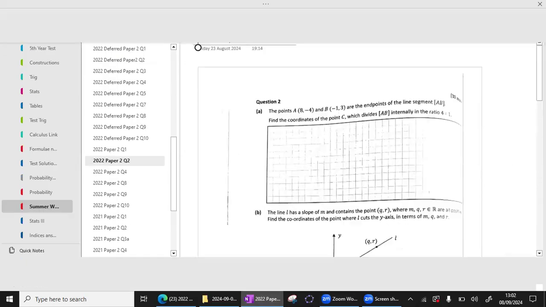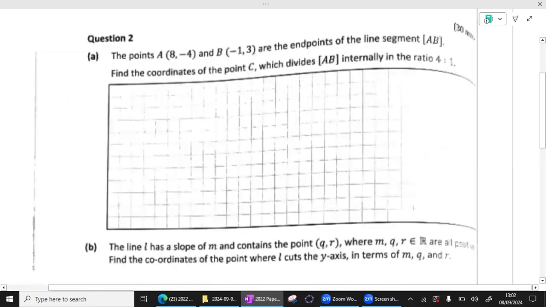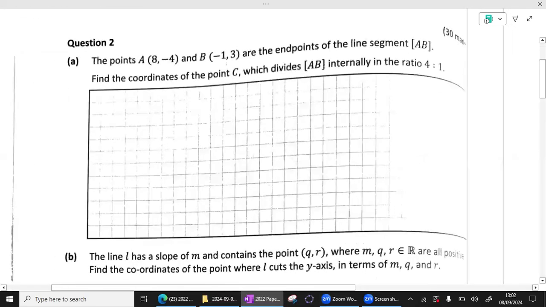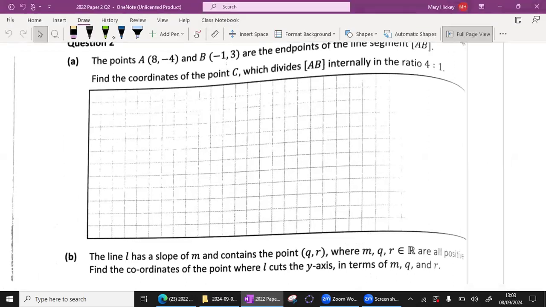2022 paper 2 question 2. The points A and B are the endpoints of the line segment, and there's the symbol for line segment, the square bracket, A and B. Find the coordinates of C, which divides AB internally in the ratio 4:1.